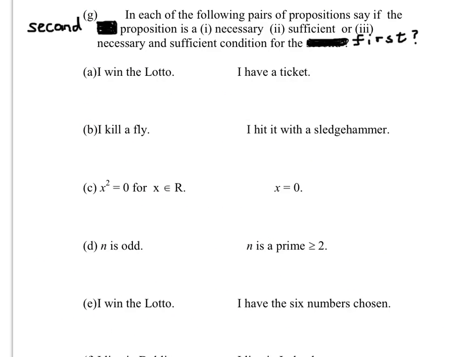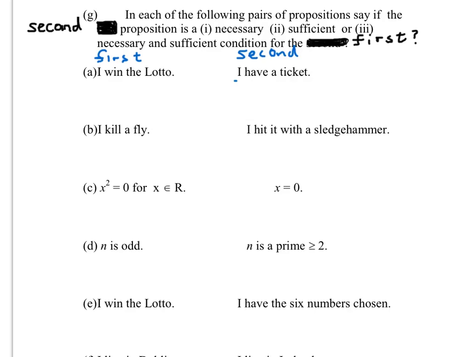Now let's look at part G. Part G asks, in each of the following pairs of propositions, say if the second proposition is 1, a necessary, and 2, a sufficient, or 3, necessary and sufficient conditions for the first. So for part A, the first proposition is I win the lotto. And the second proposition is I have a ticket.